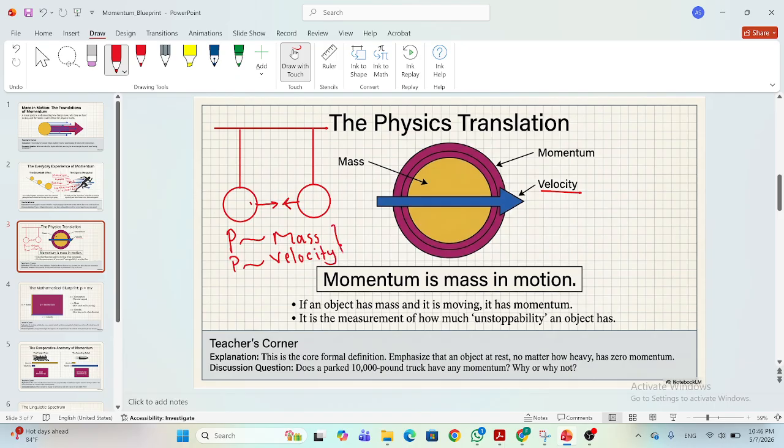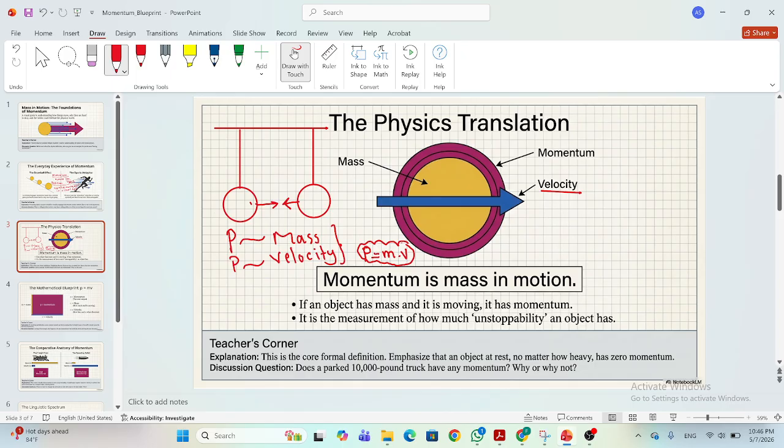So if we combine these two quantities together, we will find what? We will find momentum. Momentum is equal to mass times velocity. So this is called what? Momentum. Momentum in physics explains that when a moving object or the force of a moving object affects another, it is called momentum.